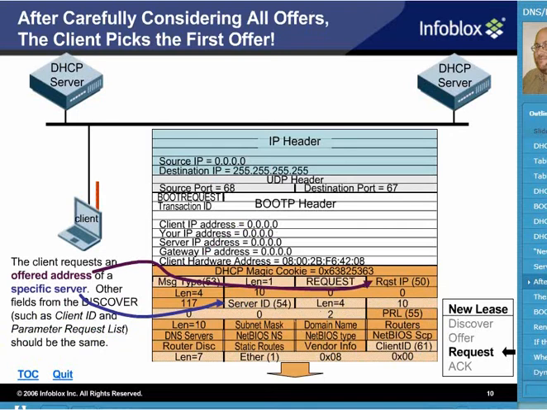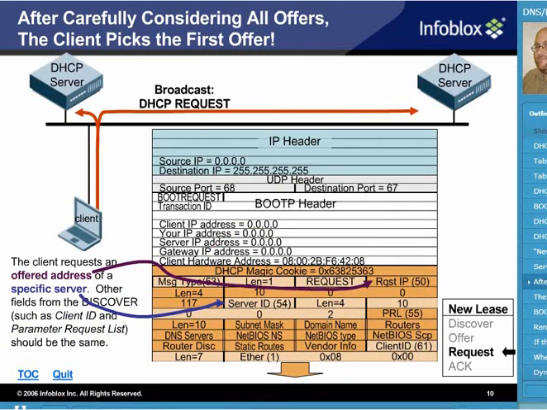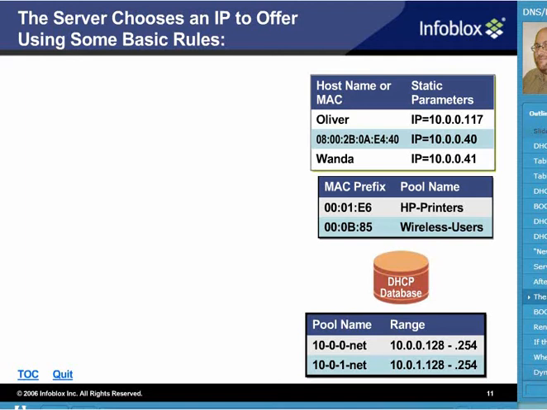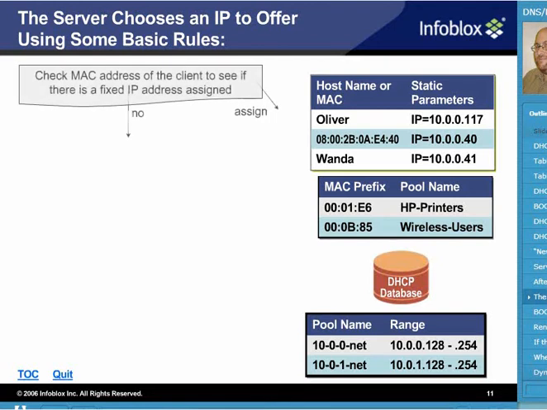Since clients can receive multiple offers, how do they decide which to accept? It's simple. The client chooses the first offer it receives and sends a request message requesting the IP address of the offer. On the DHCP server side, the following process is used to select an address to send back in an offer message. First, if there is a fixed or static IP address reserved for the client, assign it.